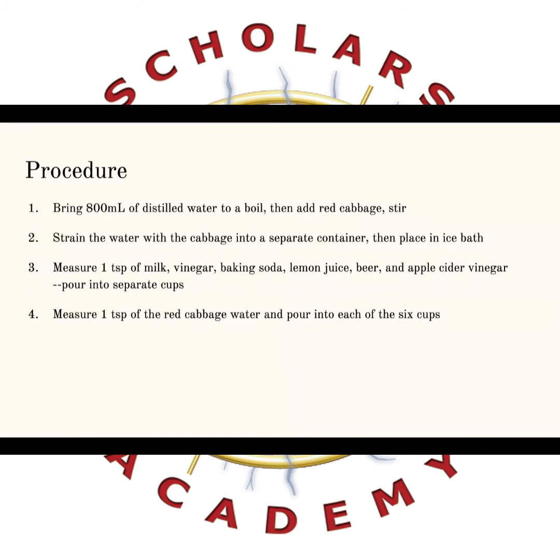So for this experiment, you will bring 800 milliliters of distilled water to a boil, then add chopped red cabbage in, stir until you get the desired color of purple that you want, and then you can strain the water with the cabbage into a separate container, then place that container into an ice bath so that it can cool to room temperature faster. Then you're going to want to measure 1 teaspoon of milk, vinegar, baking soda, lemon juice, beer, and apple cider vinegar into separate cups.